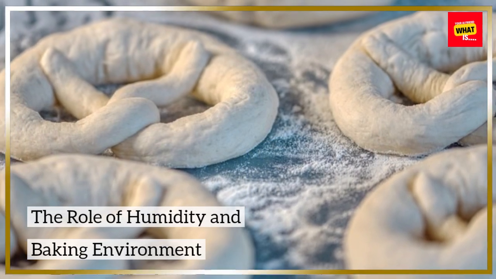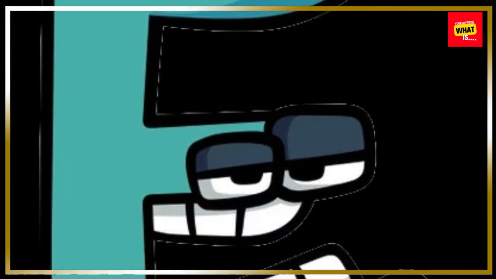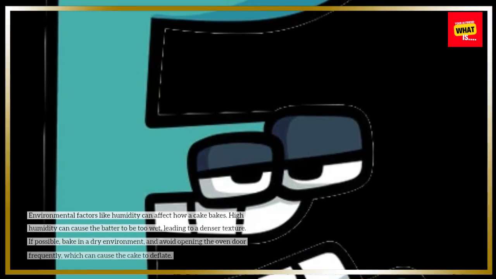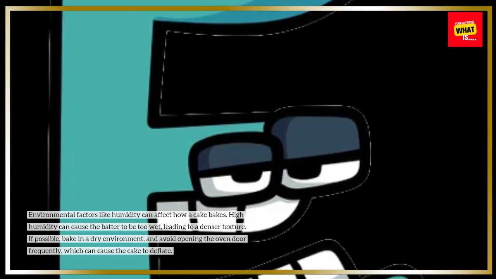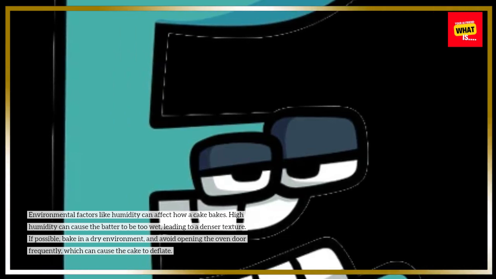The role of humidity and baking environment. Environmental factors like humidity can affect how a cake bakes. High humidity can cause the batter to be too wet, leading to a denser texture. If possible, bake in a dry environment, and avoid opening the oven door frequently, which can cause the cake to deflate.